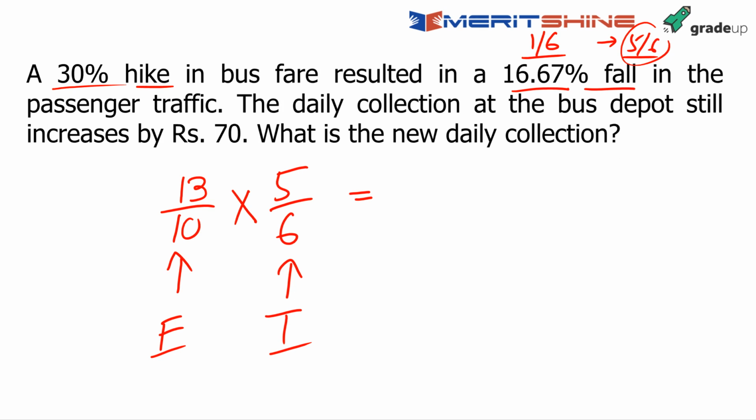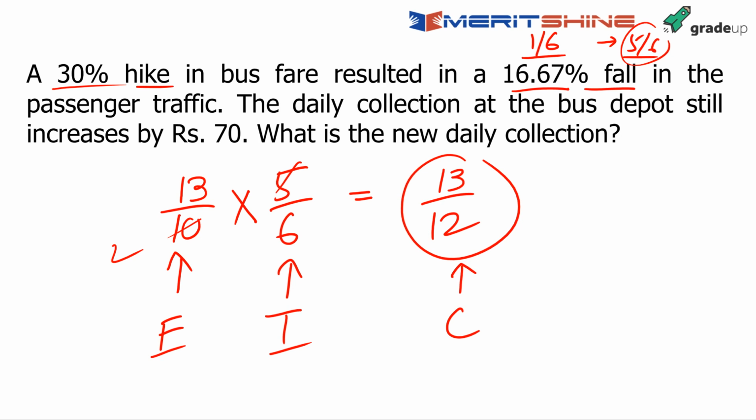The product of these is what will give you the daily collection, right? So if you multiply these two, whatever you get, now what is this saying here? If you multiply these two, this becomes 5, this is 2, this becomes what? 13 by 12. What it means is this 13 by 12 change in collection here means that if the earlier collection was 12 units, now it becomes 13 units. Why? Because collection is dependent on just two entities. One entity is this fare which went up by 30%. Another entity is this traffic which went down by 16.67.